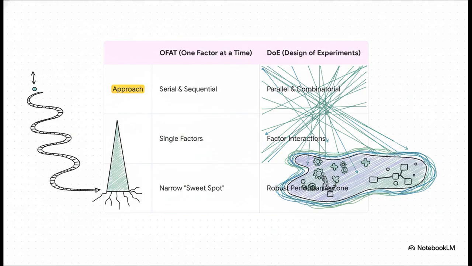OFAT: serial, one after the other. It's focused on single factors. And its result is a narrow, fragile sweet spot. DOE, on the other hand, is parallel. It looks at combinations to understand those crucial interactions. And its goal isn't a sweet spot, it's a wide, robust performance zone, a protocol that can actually handle the real world.